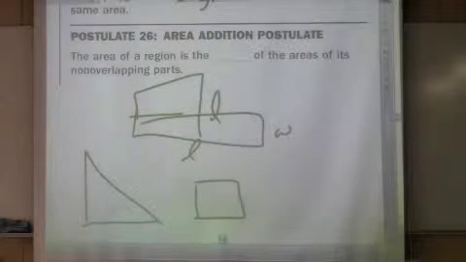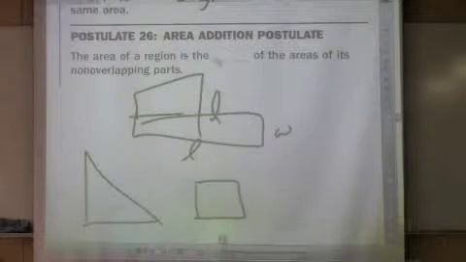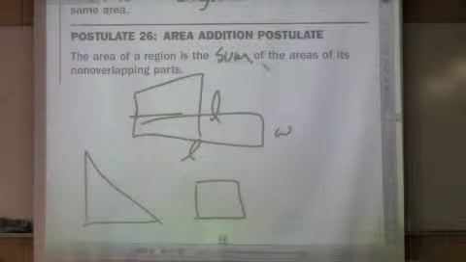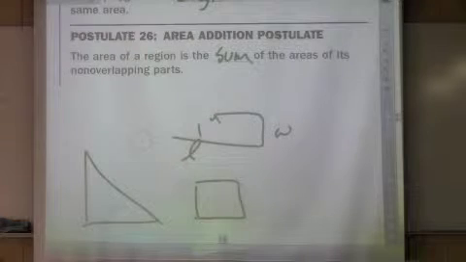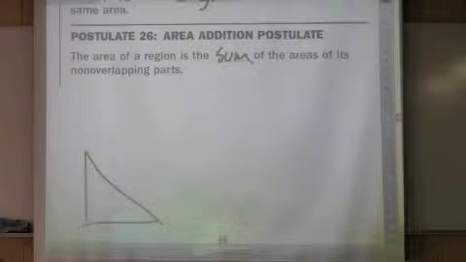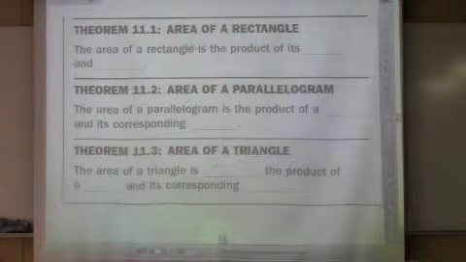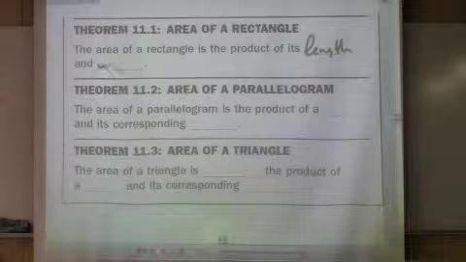Postulate 26, area addition postulate, just says we can break a figure into different chunks, add up the areas, and we'll have the total area. The area of a region is the sum of the area of its non-overlapping parts. You can break it up into pieces, add them up, or take the sum, and you'll be good to go. A couple others. Area of a rectangle we already talked about, product of the length and the width.